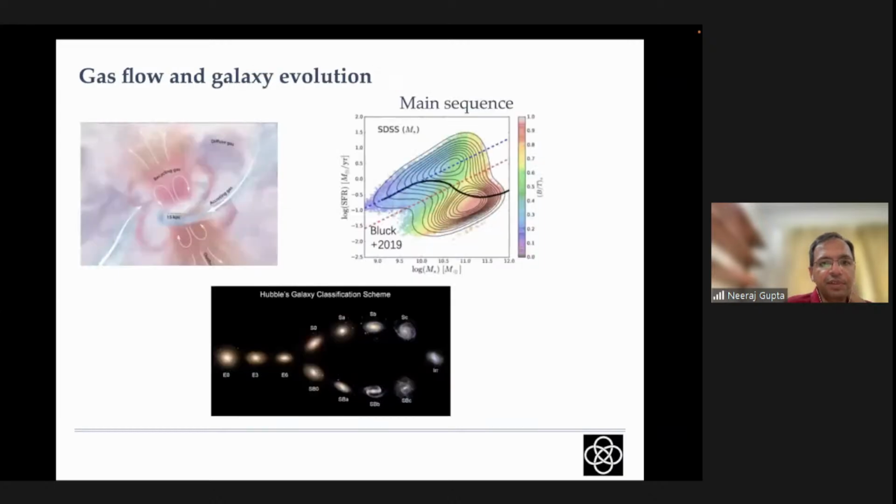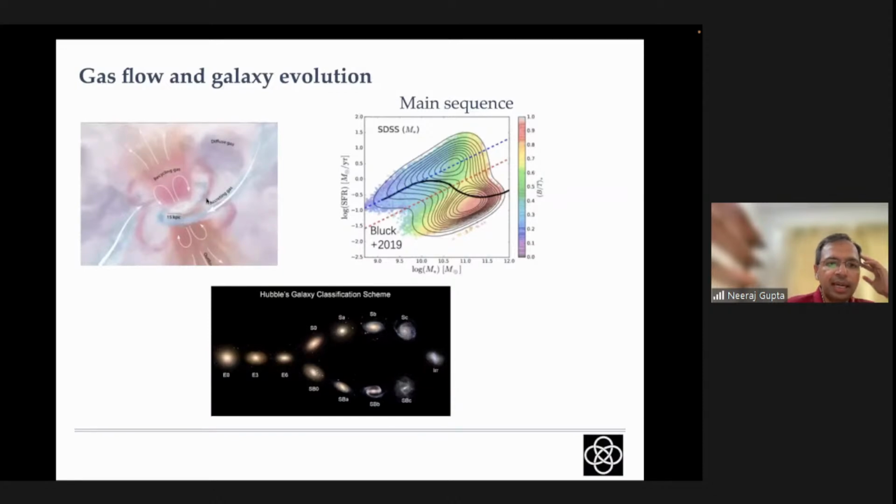So now let us shift our focus to galaxies in general. On the left hand side, there is a cartoon where you can see that there is a disk of a galaxy here, right? And now we know that there will be an optical disk at the center, which is where the stars are actively found. But then there will be an H1 disk which will extend further beyond that.